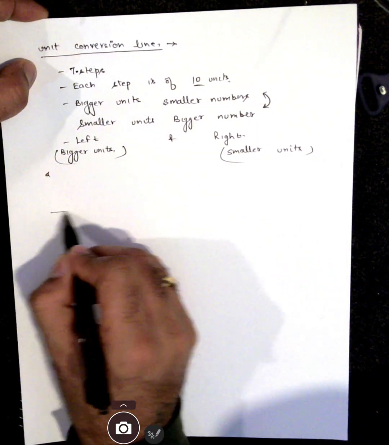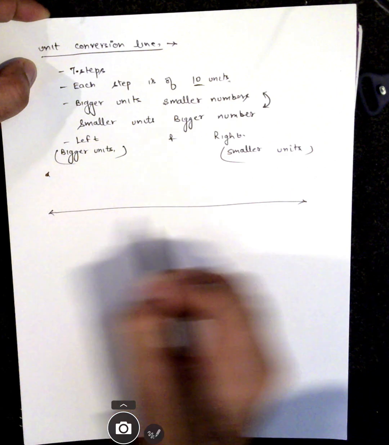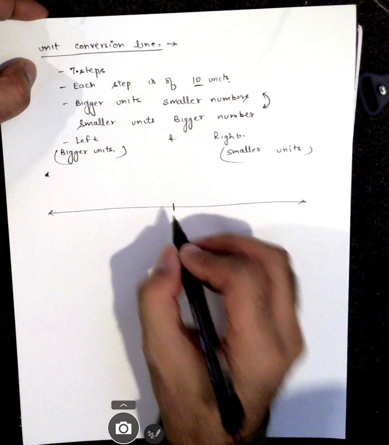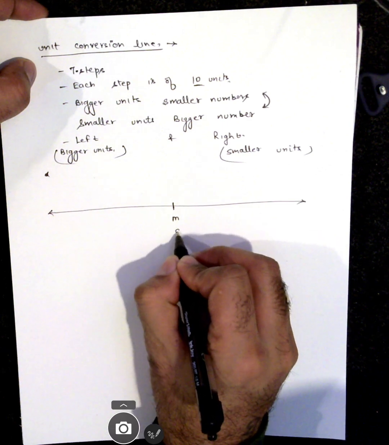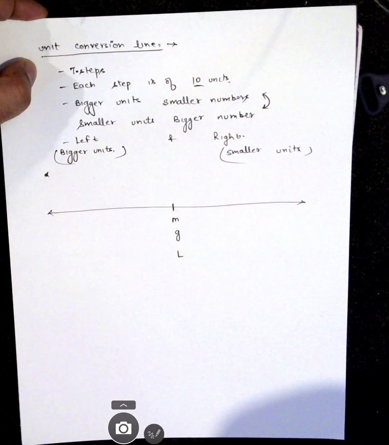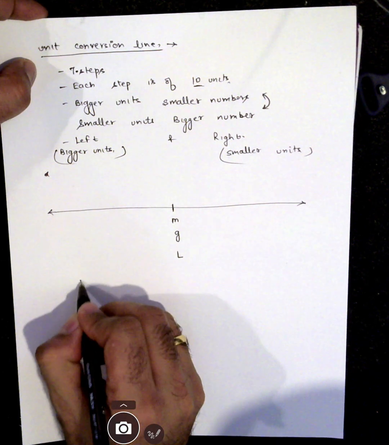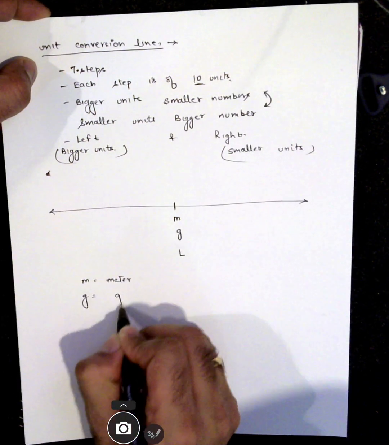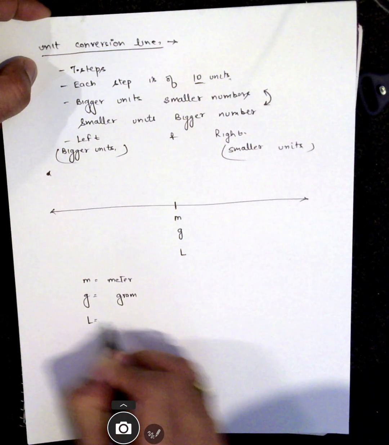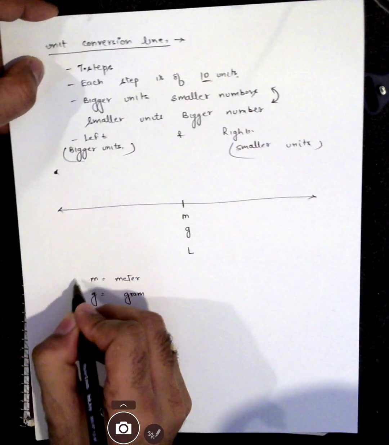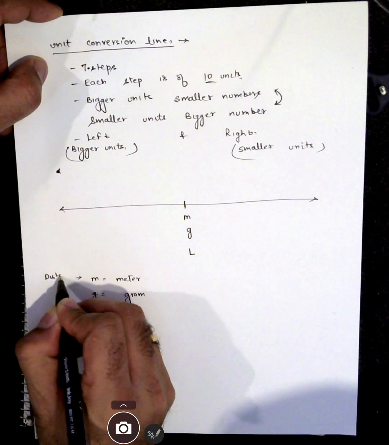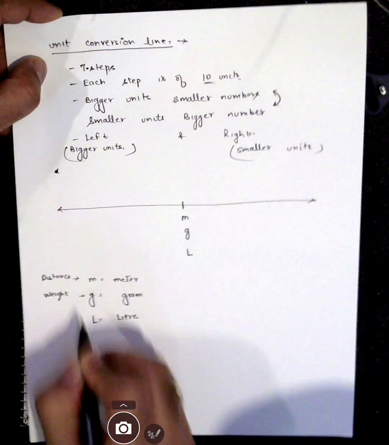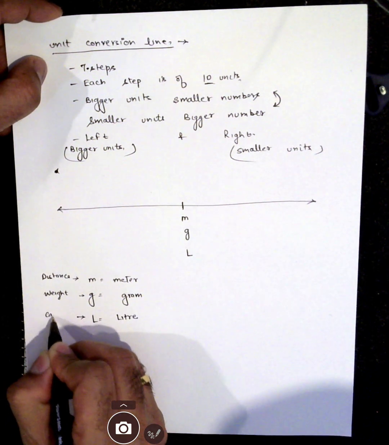Now, let's start with the line. The first thing we want to do on this line is mark exactly the center. And here we are going to write MGL. Here M stands for meter, G stands for gram, and L stands for liter. And we know meter is our unit for distance, gram is our unit for weight, mass, and liter is our unit for capacity.